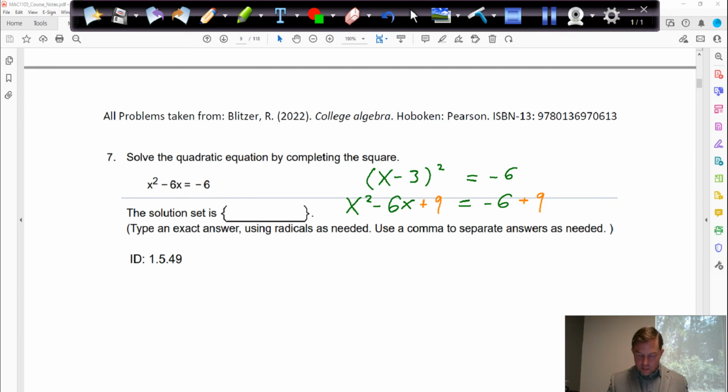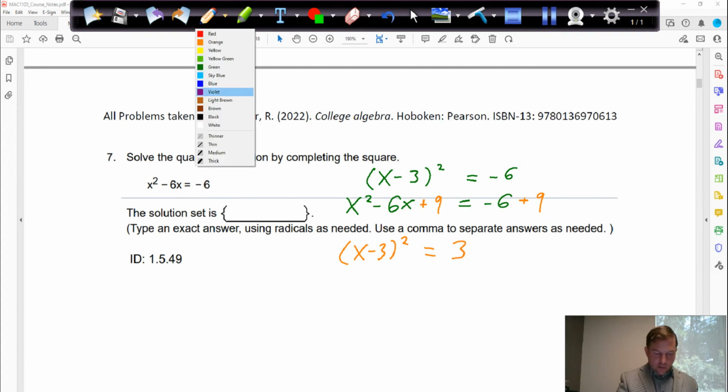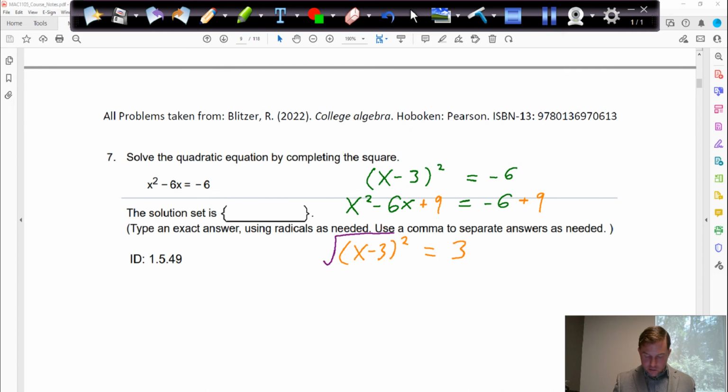Okay, so this side, we're going to rewrite it back as that x minus 3 squared. But the right side now becomes minus 6 plus 9, which is 3. Okay, and now we can use our square root property. So we can say, to solve this, get rid of that 2 by square rooting. But then I have to square root the right side and add my plus or minus. The square root and this 2 will cancel, so I'm just left with x minus 3. And then I get plus or minus the square root of 3 over here.